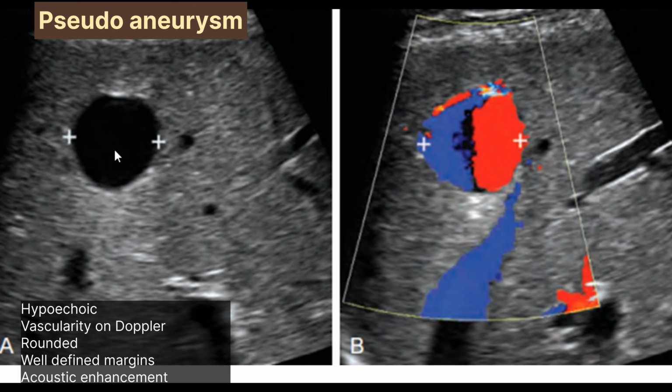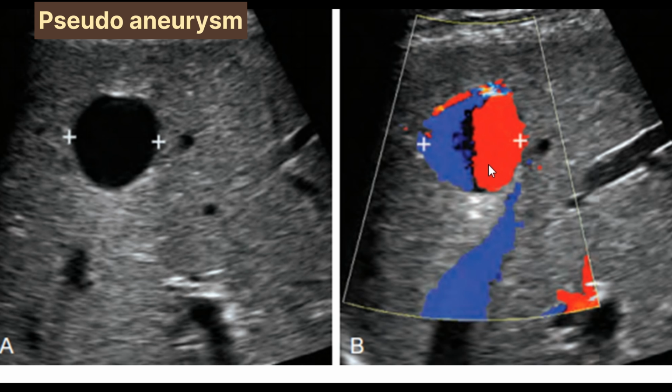Now this is a very interesting case that shows a pseudoaneurysm simulating a simple hepatic cyst. The grayscale view of the liver shows an anechoic structure with a well-defined back wall and increased through transmission, acoustic enhancement. This is a typical appearance of a simple hepatic cyst, but the Doppler analysis shows a swirling flow throughout the lesion consistent with the pseudoaneurysm.